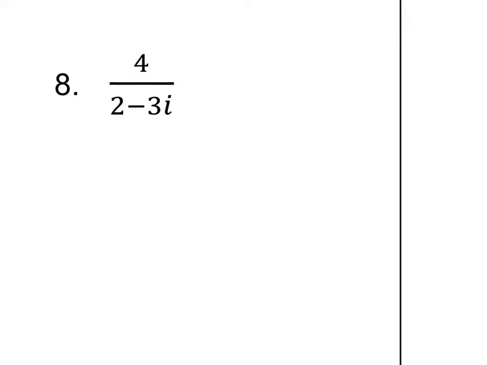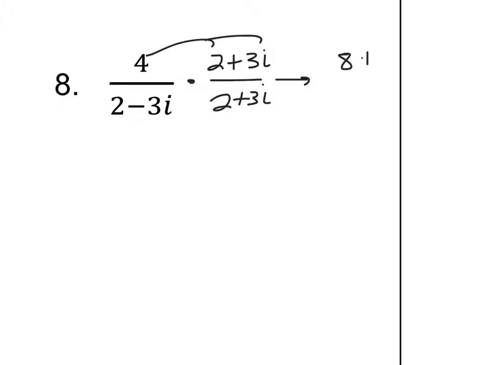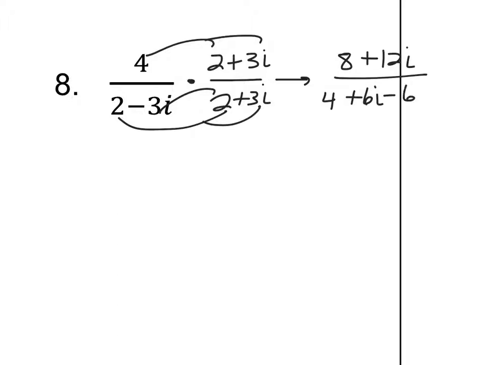Let's take a look at this question, number 8, quickly. All right, so again, I got a binomial on the bottom. So I'm going to multiply by the conjugate. The conjugate is 2 plus 3i and 2 plus 3i. All right, so on the top, I'm going to distribute the 4. That's 8 plus 12i. Here, I'm going to FOIL. 2 times 2 is 4. 2 times 3i is positive 6i. Negative 3i times 2 is negative 6i. And negative 3i times positive 3i is negative 9i squared.